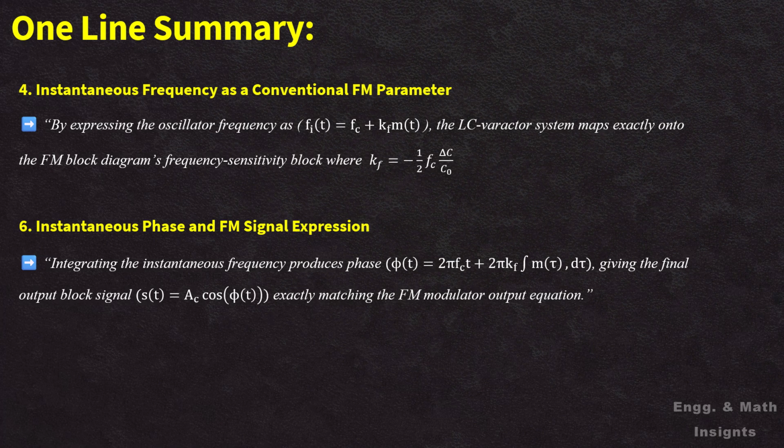Integrating phase and FM expression. Integrating the instantaneous frequency produces the phase phi t is equal to 2 pi fc t plus 2 pi kf into integration from 0 to t m(tau) d tau, giving the final output block signal s(t) is equal to Ac cos phi t, which exactly matches the FM modulator output equation.